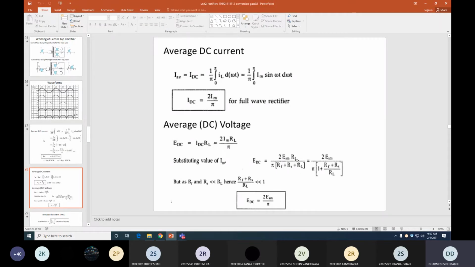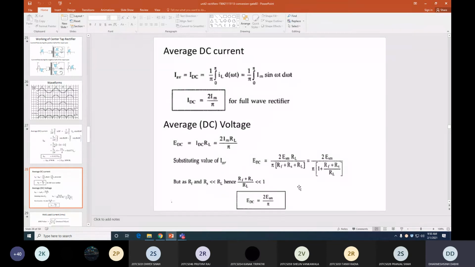Now take RL common from the numerator and denominator. So finally you get the equation 2 ESM divided by pi, because we take RL common from the denominator, so RL cancels out. The remaining denominator is pi into 1 plus RF plus RS divided by RL. But as we know, the diode resistance and secondary side resistance are very small compared to the load resistance. RF and RS are very much less than RL.